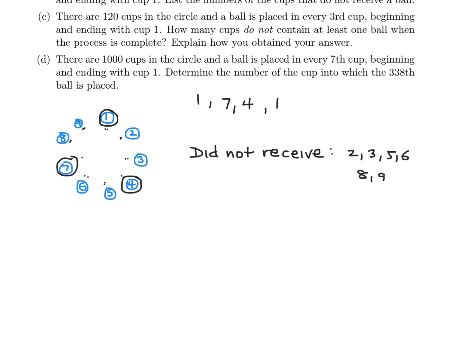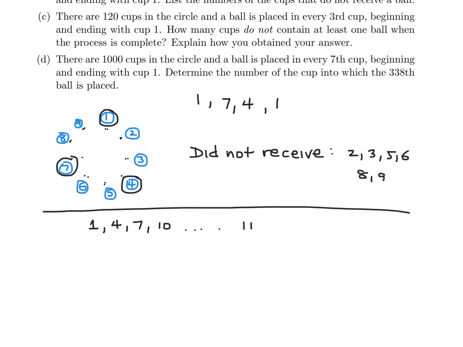So I'm not going to draw the diagram with 120 cups, but if it's every 3rd cup when we're starting with 1, then obviously it's going to go 4, 7, 10, and so on, right? All the way eventually to 115, and then 118. And then 121, but there is no 121st cup. It would just go back to 1 again, and then the process would stop. So these are all the cups that the ball goes in.